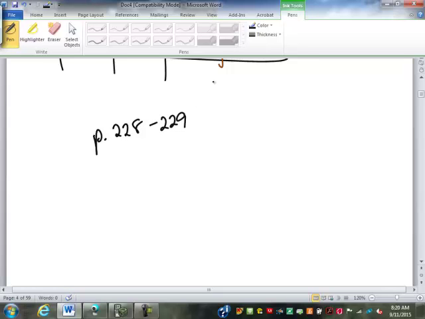So in your book, page 228 to 229, that's exercise 7-10. And page 231 through 236, exercise 7-11.